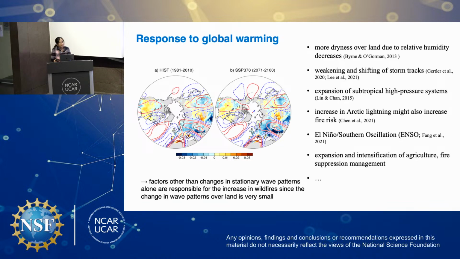And so we did some literature review, and in fact, there are a lot of studies about that, like because of the increase of dryness and the reduction of relative humidities in the future, or because of the weakening and shift of the storm track. Also, the expansion of high pressure systems and the increase of lightning can also increase fire. And also studies about the ENSO impact on the fire. And of course, fire management, among many others.